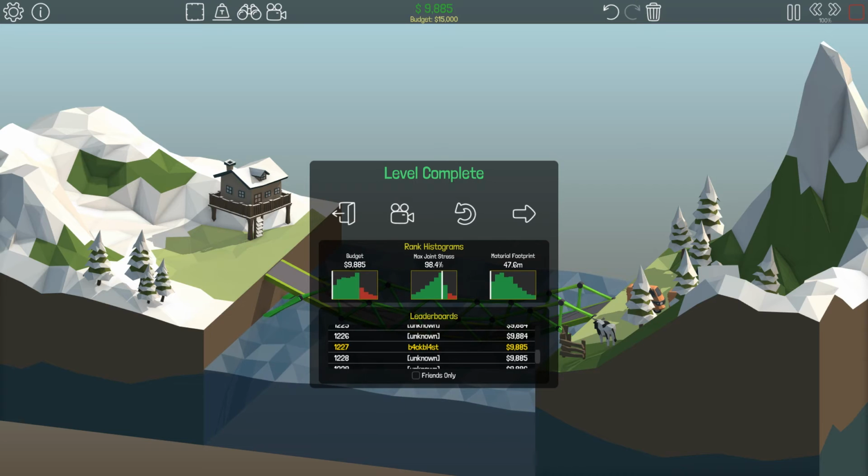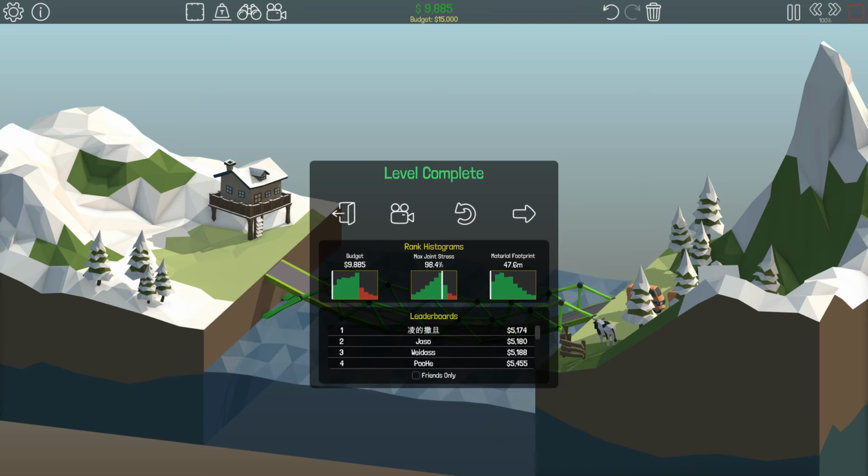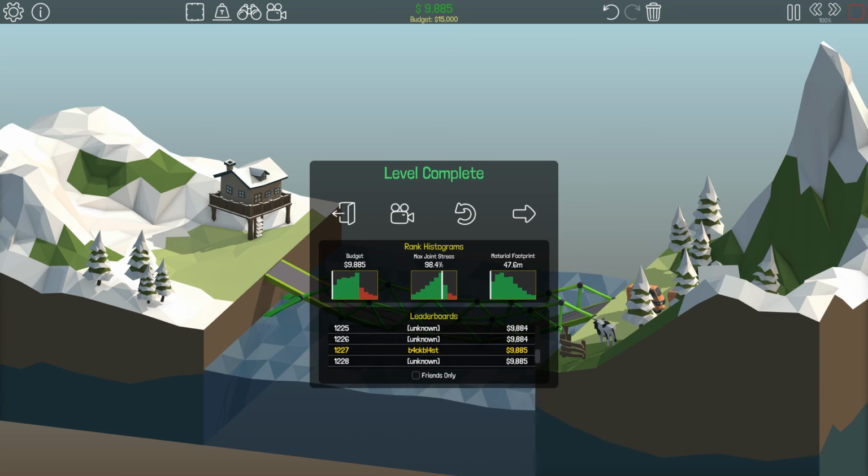So, what have I done here? I'm 1,227. Great. So, my max joint stress is way up. But that's not what counts, is it? That's not what counts. It's how much money. It's the money. Well, there you go. How do I get that down to 5,000? Don't use metal, that's how.